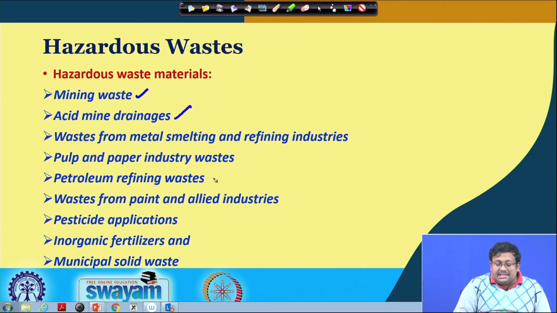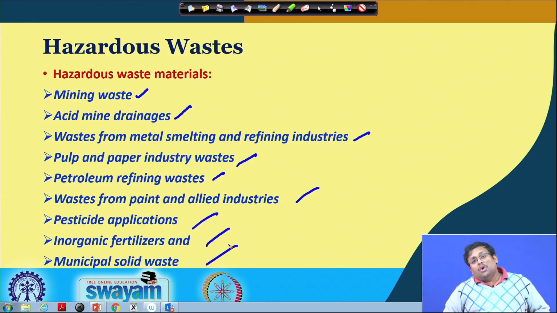Waste from metal smelting and refining industries produces different types of hazardous waste, which also reaches the environment and ultimately creates environmental pollution. Pulp and paper industry waste and petroleum refinery wastes, waste from paint and allied industries, pesticide applications, inorganic fertilizer and municipal solid waste. So, all these are very important hazardous wastes.